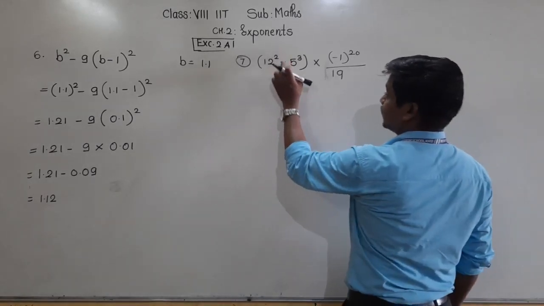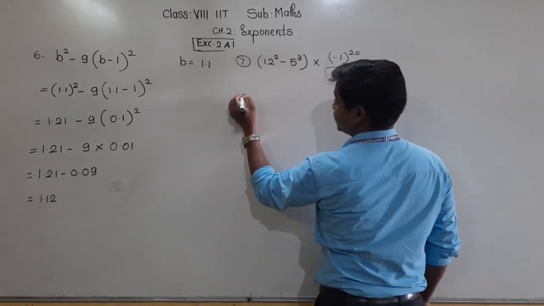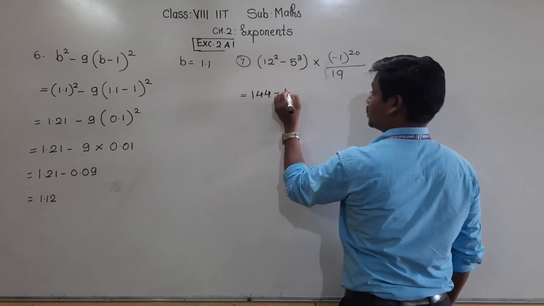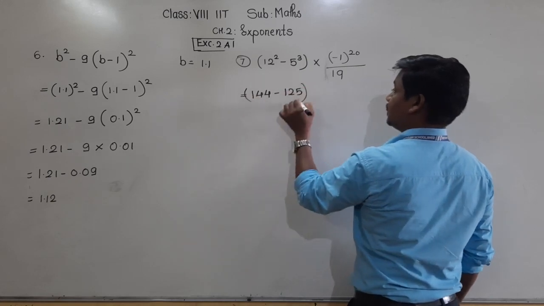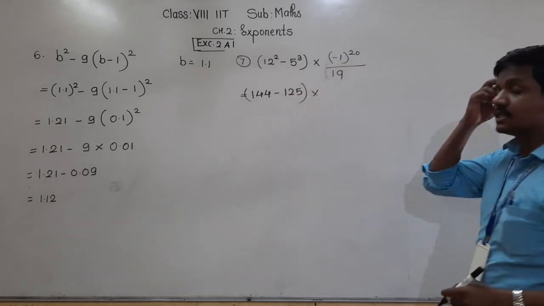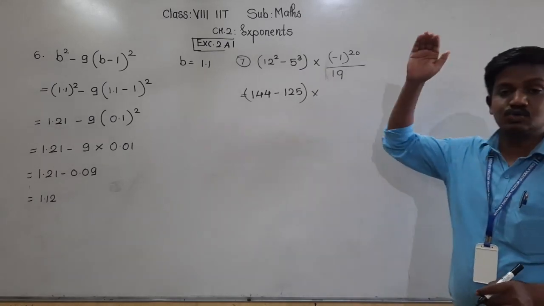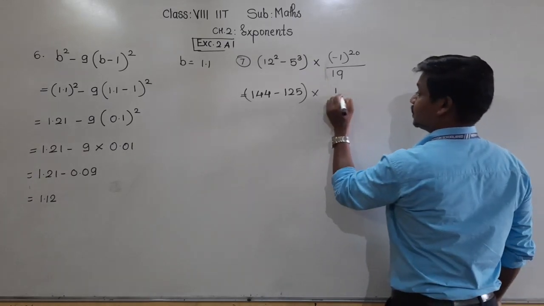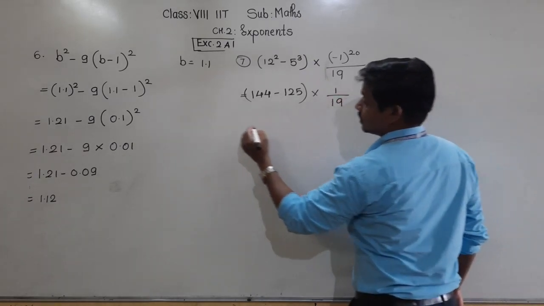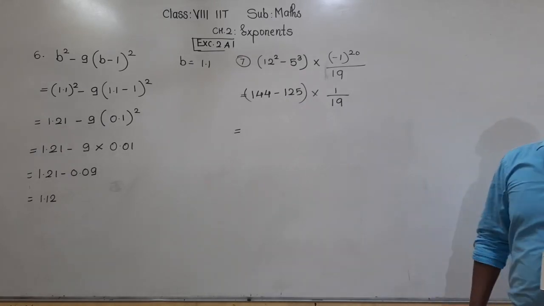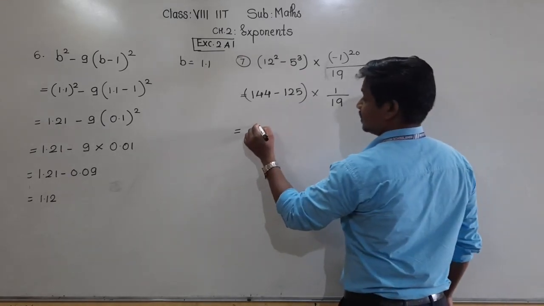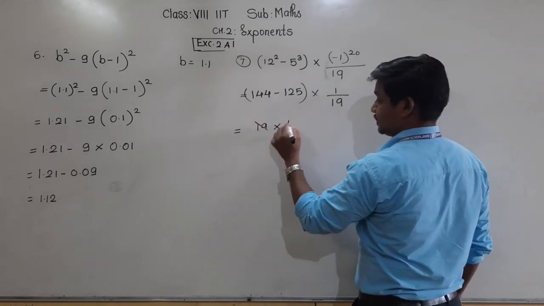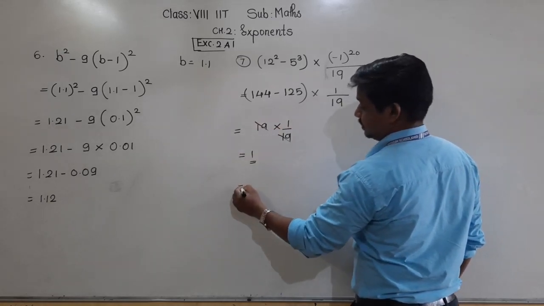So see here, 12 square minus 5 cube. You know 12 square is 12 12s are 144, minus 5 cube is 125. Correct? Into (minus 1) raised to the power 20. You know when minus 1 has an even power, the answer is positive 1. Correct? Upon 19. So 144 minus 125, what is the answer? 19. Correct? 19 into 1 upon 19. So 19 got answer 1. That is option number B.